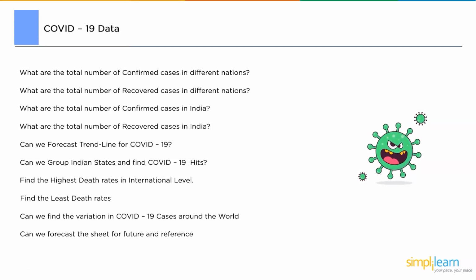Basically, we'll create a trend line which will give us the forecast levels of COVID-19, like is it going to increase or is it going to decrease, or what's going to happen in the near future. So I hope I made myself clear with the queries or the insights that we're going to take from the COVID-19 dataset using Tableau. So without further ado, let's get started with Tableau.